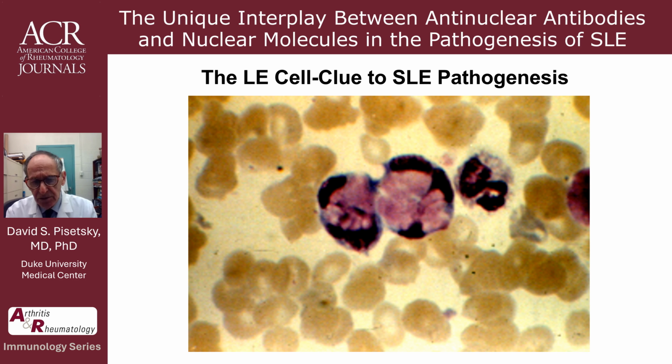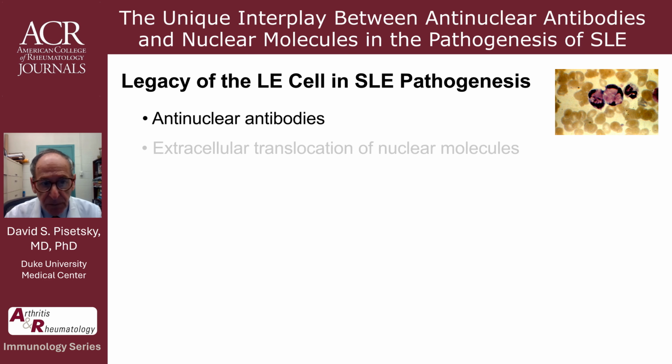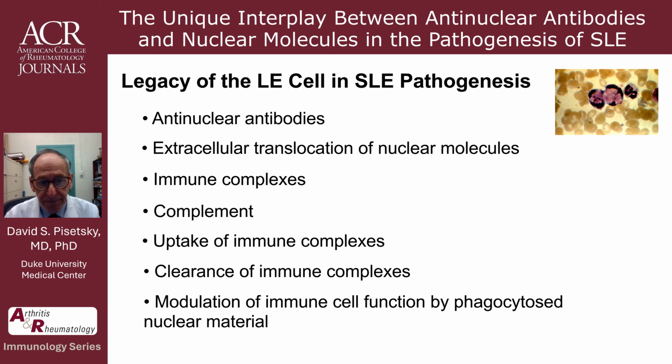And for many years, this was used to help diagnose patients with lupus, but it really became the foundation of basic and translational research. And so these are the themes that were the legacy of the LE cell, and they are still valid today. The first are antinuclear antibodies. The second is the extracellular translocation of nuclear molecules. To get an LE cell, the nucleus has to come out of the cell.